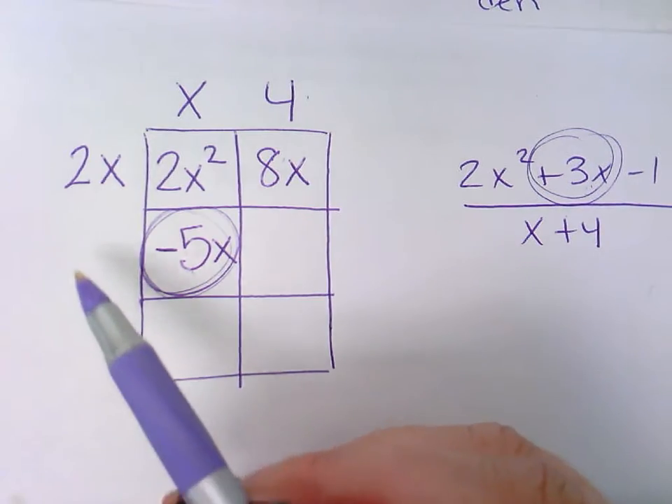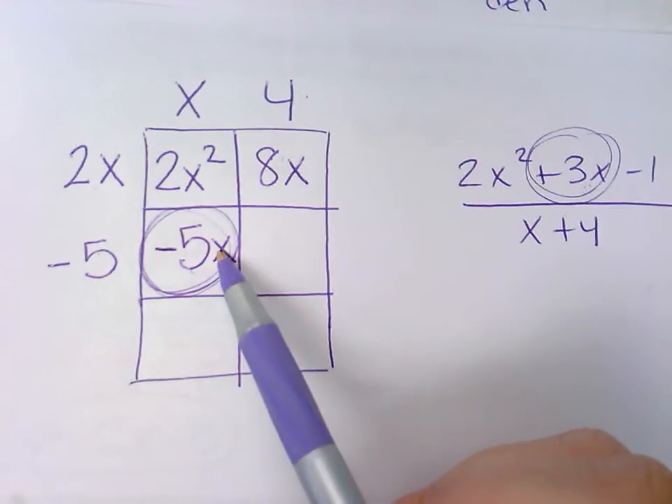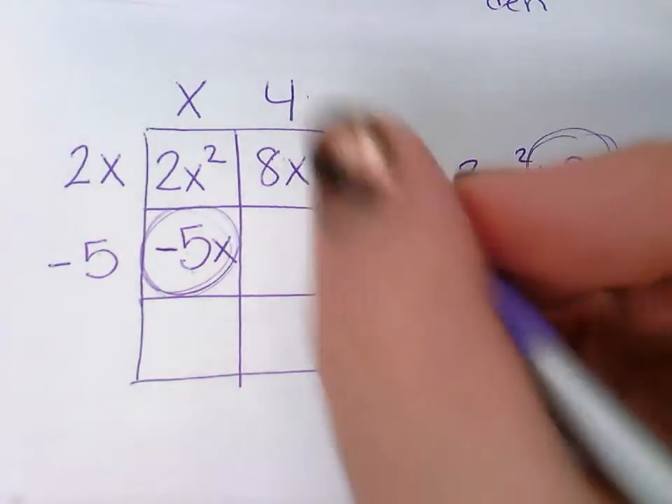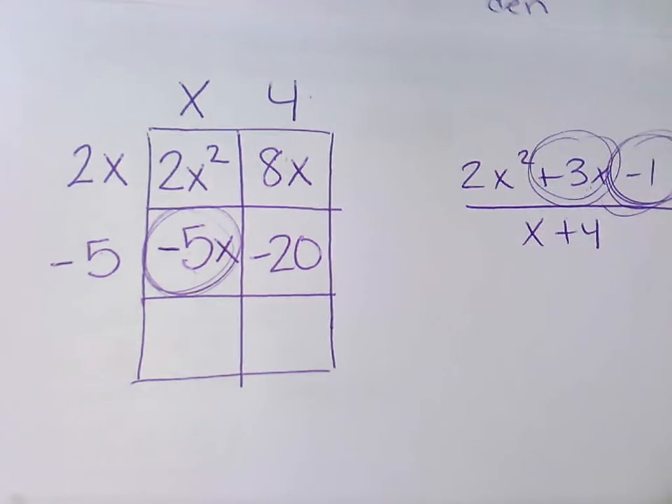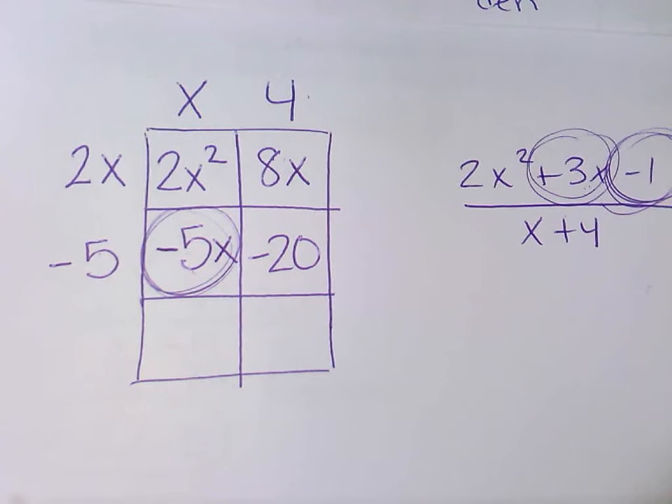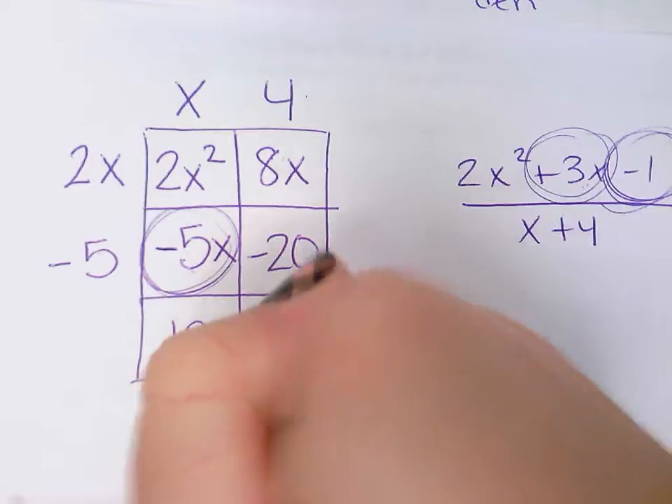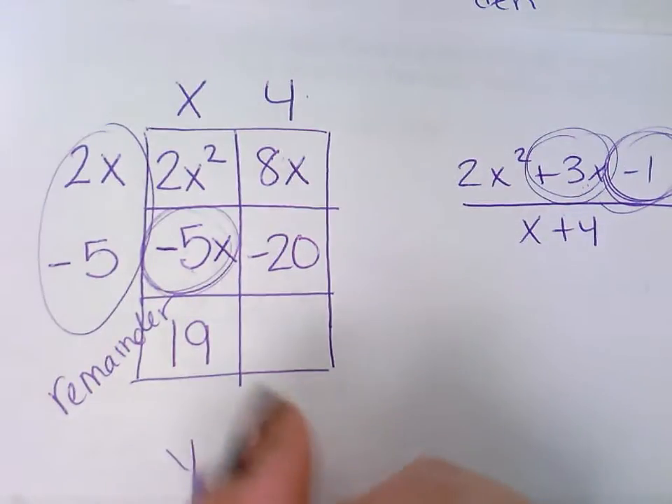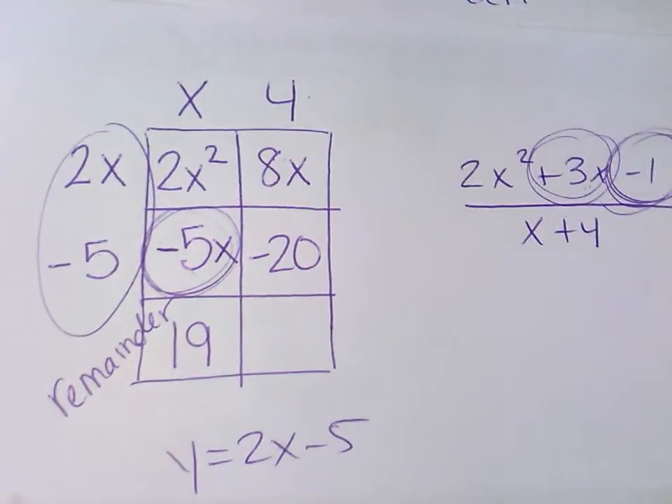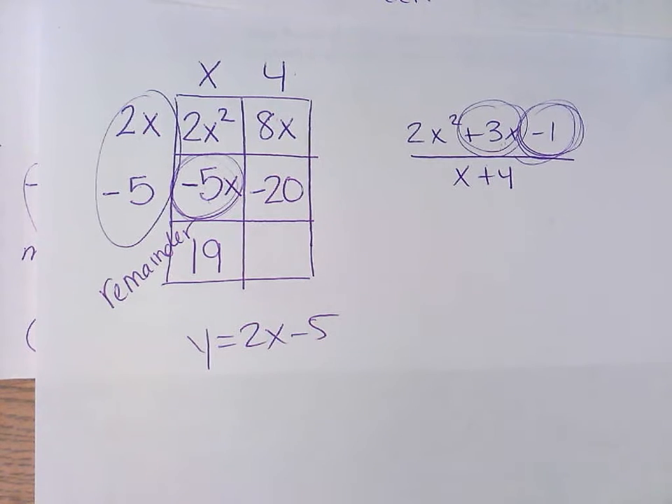See how then negative 5 goes out here? X times negative 5 is negative 5x. 4 times negative 5 is negative 20. How do I get negative 1 as my final term? I would have a remainder of positive 19. So see how I do end up getting that same function, y equals 2x minus 5, as my, what am I getting? A quotient. All right, so that's called the box method.